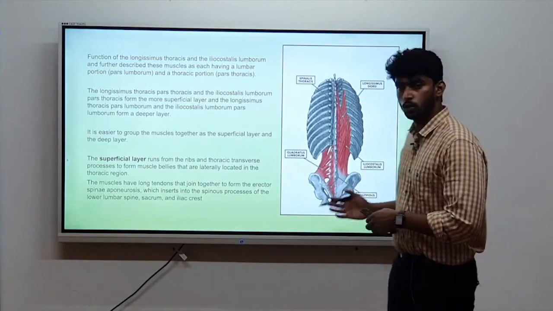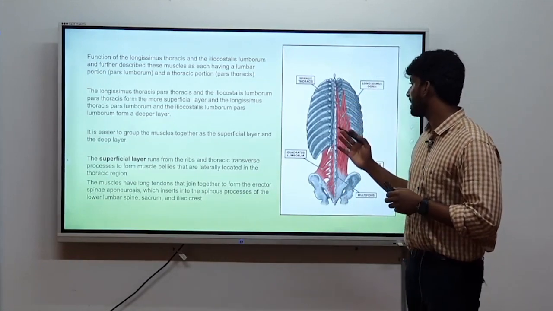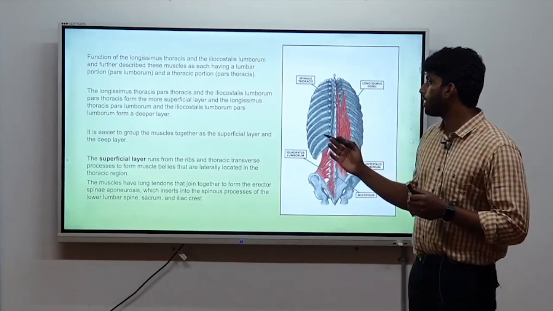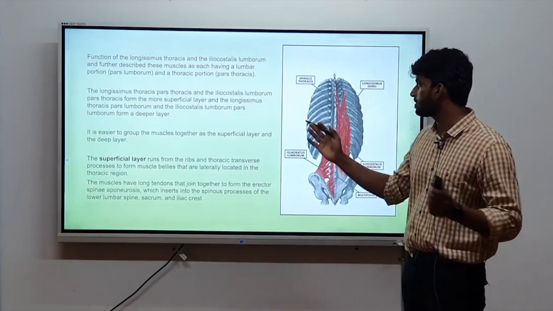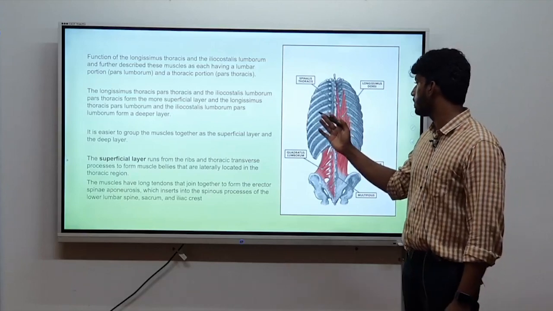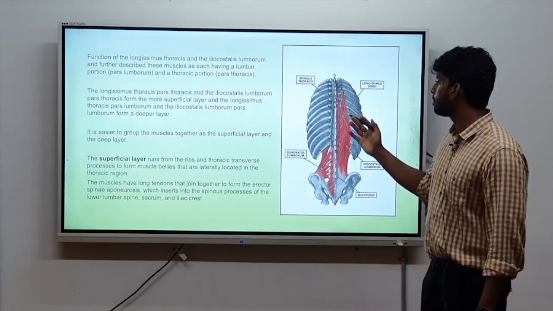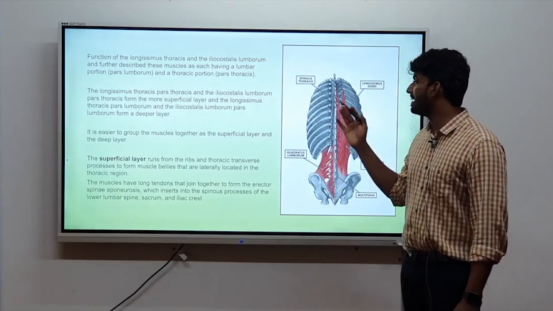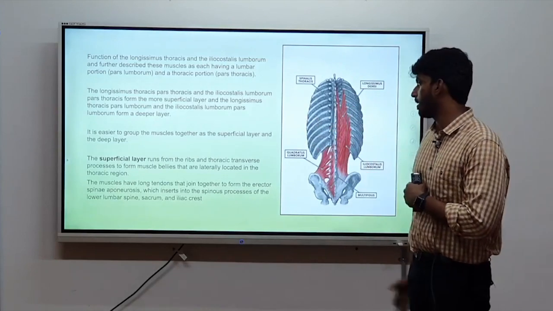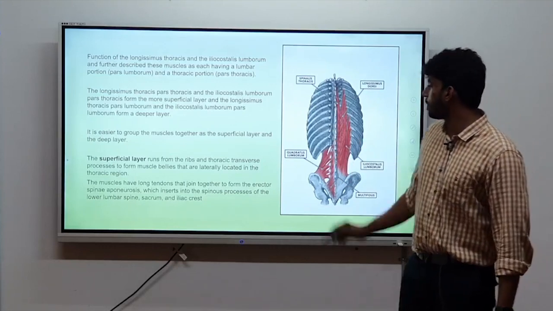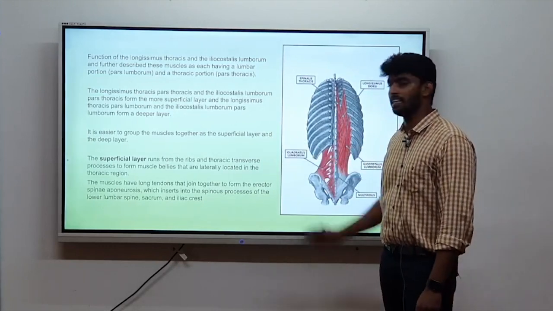So the longissimus thoracis and the iliocostalis lumborum pars thoracis form the more superficial layer, and the longissimus thoracis pars lumborum and the iliocostalis lumborum pars lumborum form a deep layer. Basically they are classified as a superficial layer and a deep layer. It is easier to group the muscles together as a superficial layer and a deep layer.